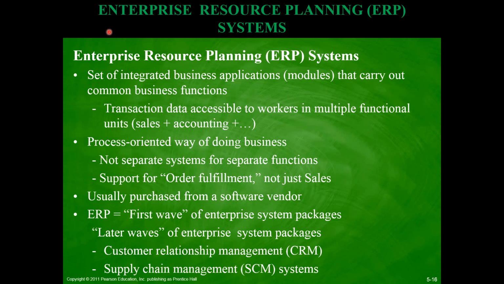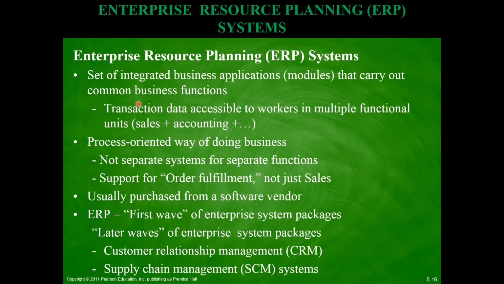Now, another main type of enterprise systems are the so-called enterprise resource planning systems, or ERPs. I would say that nowadays this is the most common type or category of enterprise-wide or organizational information system. An enterprise resource planning system, or ERP, contains a set of integrated business applications or modules that carry out common business functions. So, for example, an ERP system may involve modules that automate marketing, HR, accounting, finance, production, and so forth, meaning each module covers a particular functional area within an organization.